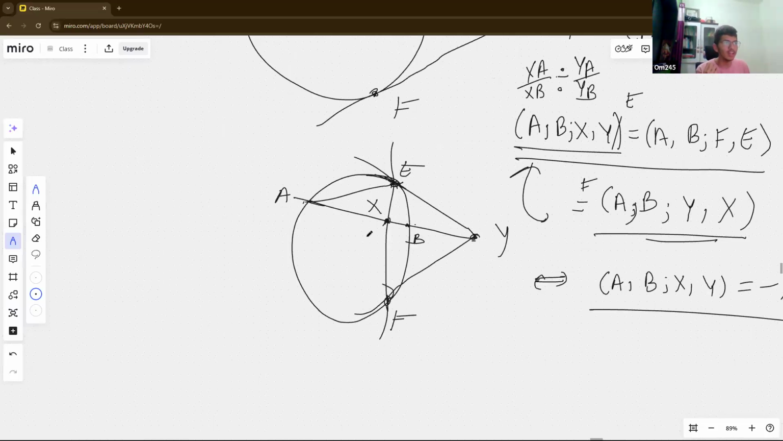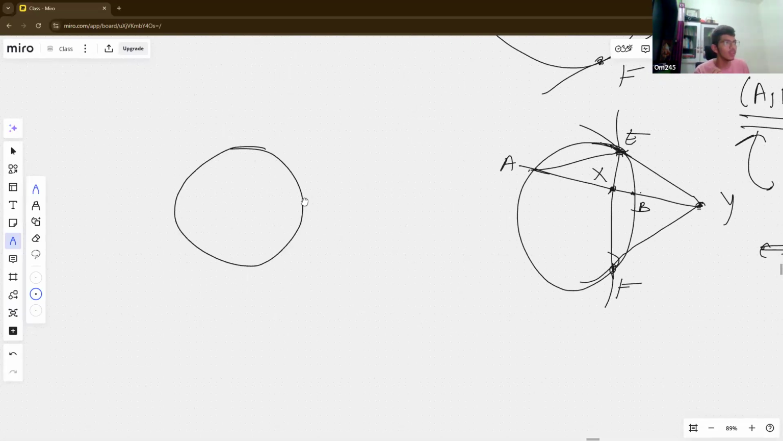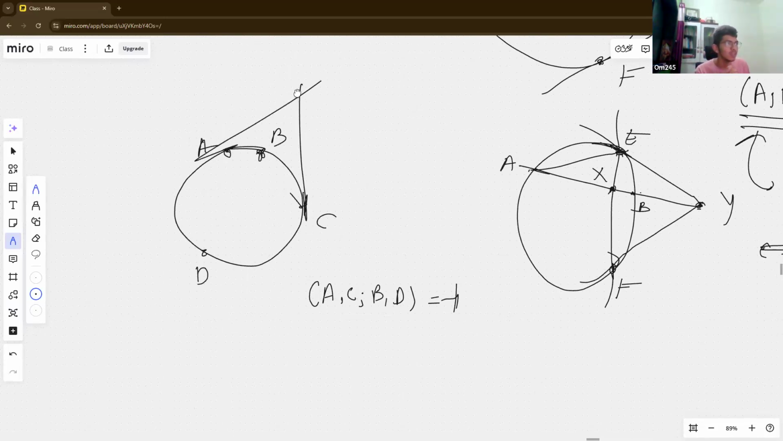Now you also define the harmonic quadrature. What is a harmonic quadrature? If you have some points A, B, C, D on a circle, then these four points are harmonic if the cross ratio on the circle is -1. Then a nice fact is that if the tangent at A and the tangent at B intersect at T, then T, B, D are collinear.